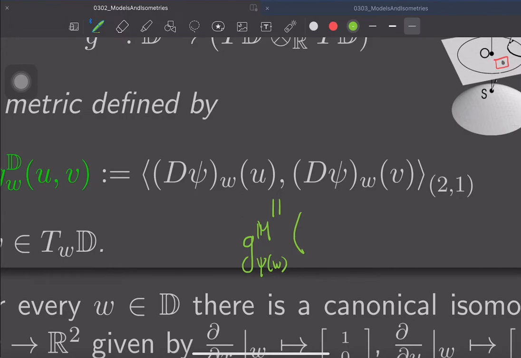between the two vectors, right? D C at W of U, D C at W of V. Yeah, and then here it appears.